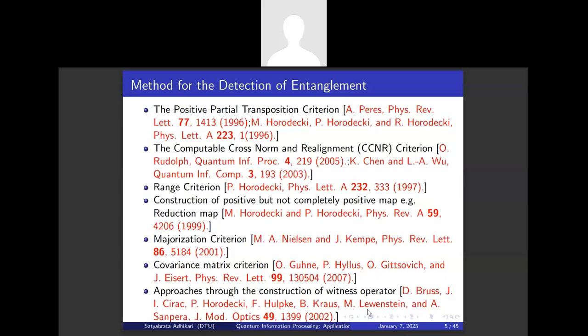So the next criterion is the moment criterion, and then the covariance matrix criterion, and then some approaches through the construction of a witness operator. This last approach, through the construction of a witness operator, is a very good approach to detect entanglement. Why is it good? Because this can be realized in an experiment. You can work theoretically and construct the witness operator theoretically, and then this witness operator can be realized in an experiment also. So this approach is better in the context of quantum technology. So these are the methods that may detect entanglement.